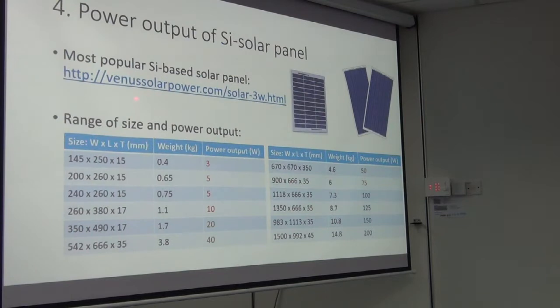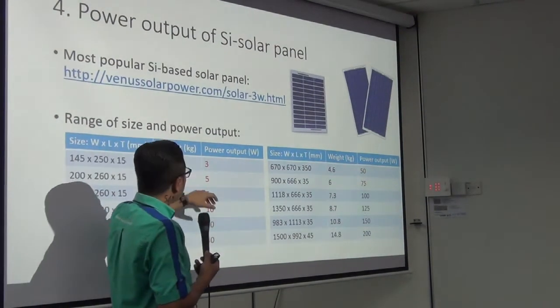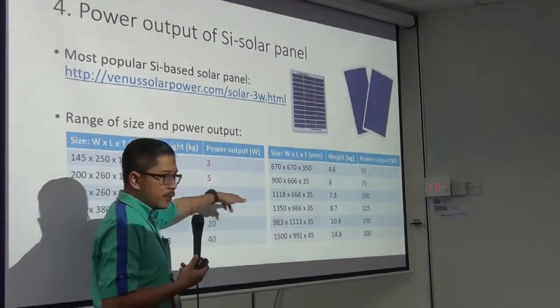So the most popular silicon-based solar panel is from Venus Solar Power. You could visit this website. And these are the range of size and power output, the range of size of Venus solar panel. We have to see the size, the weight and power output.